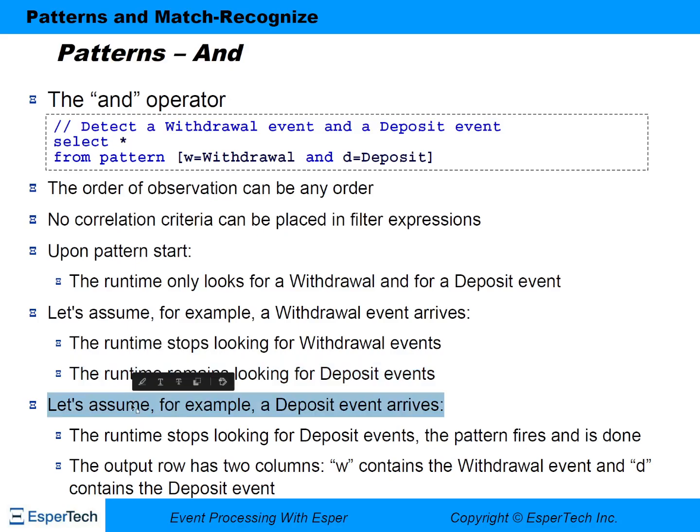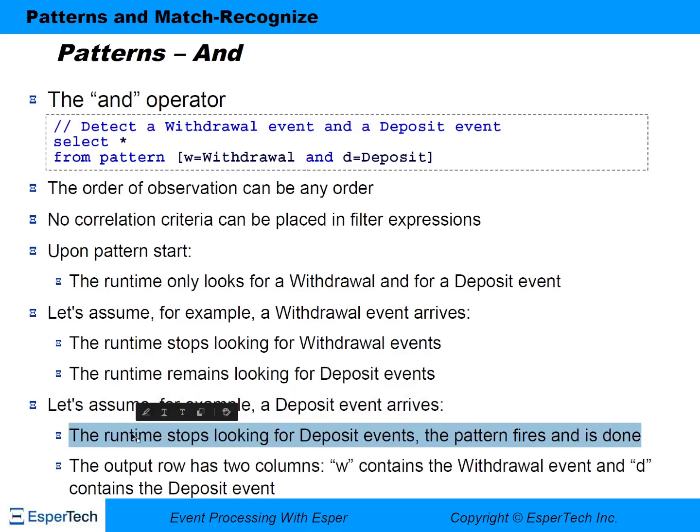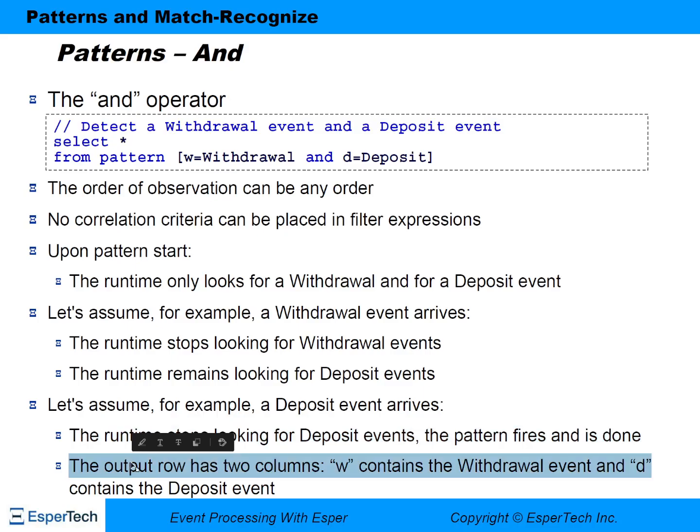Let's assume, for example, a deposit event arrives. The runtime stops looking for deposit events, the pattern fires and is done. The output row has two columns, the W column contains the withdrawal event and the D column contains the deposit event.